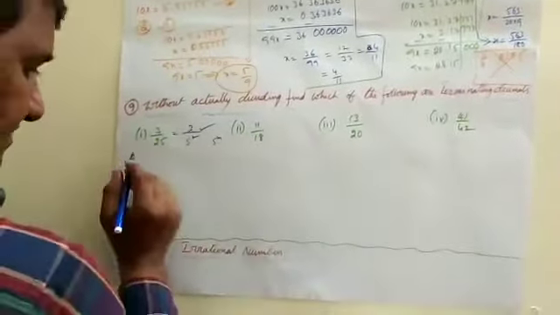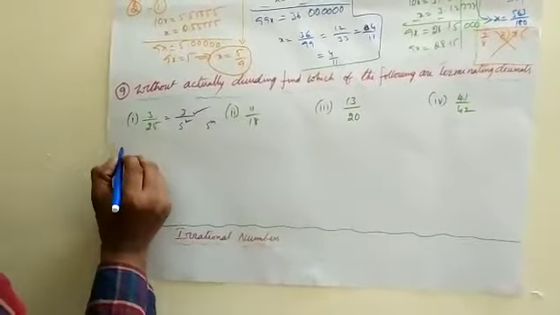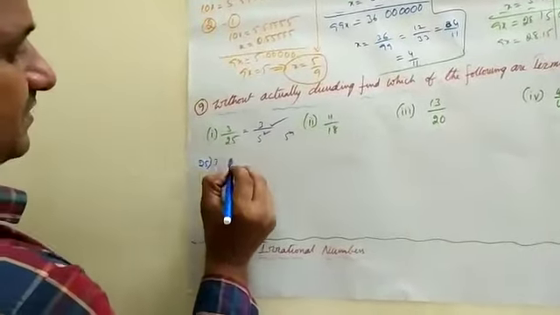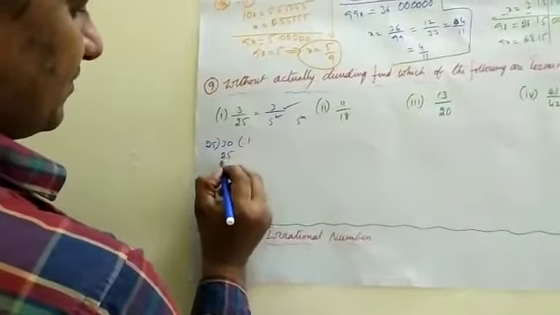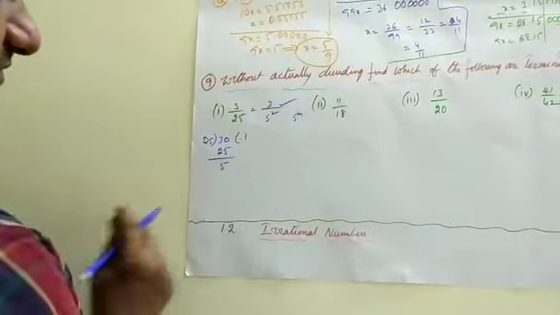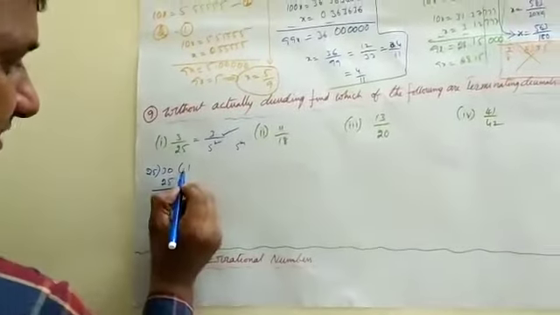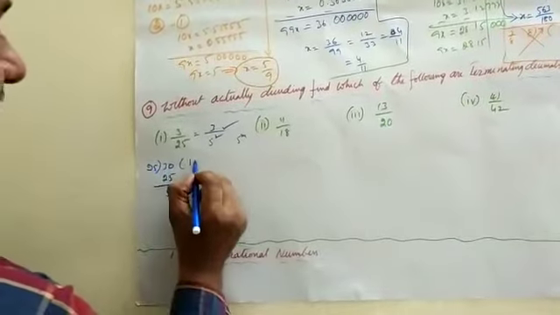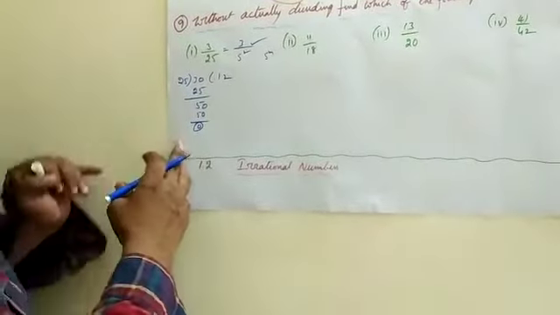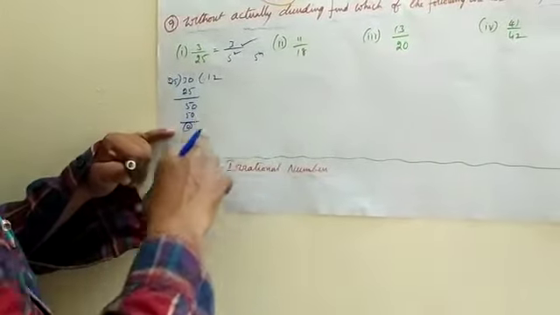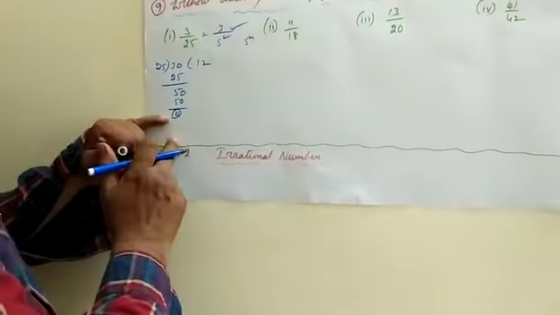For example, 3 by 25. 30 minus 25 is 5. The point is already there, so 25 twos are 50. What is here? This is terminating. Terminating means remainder 0.